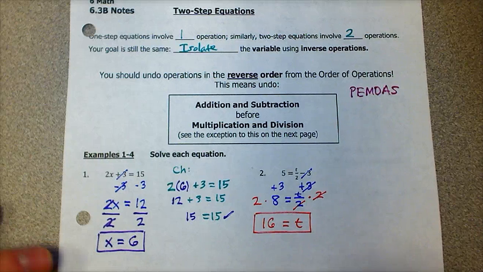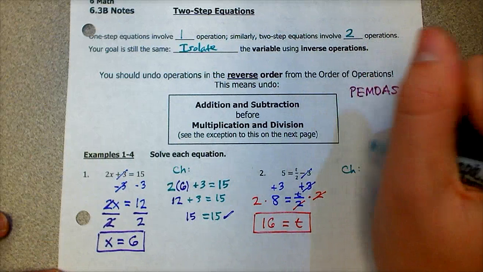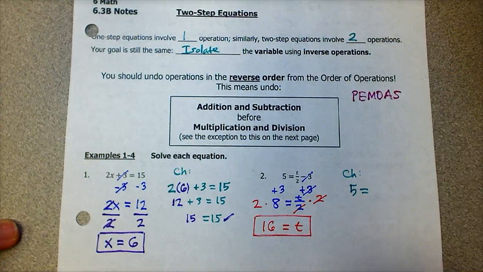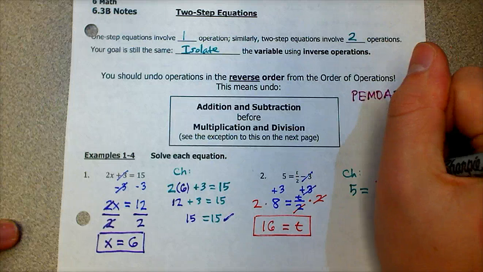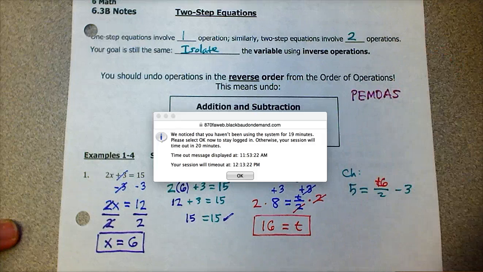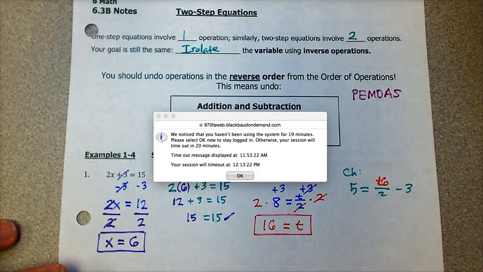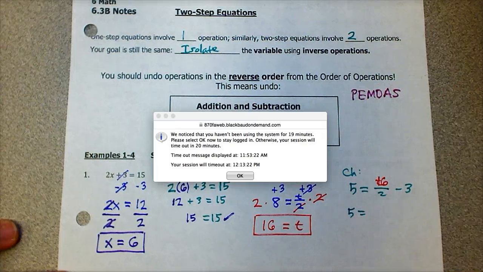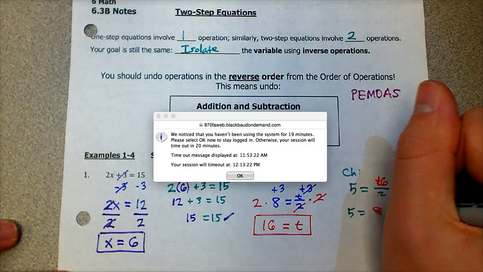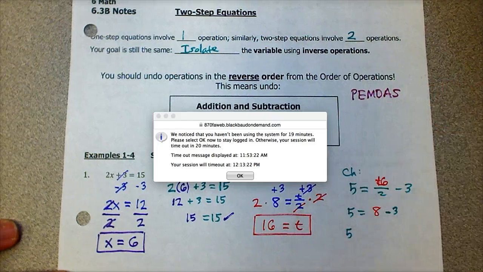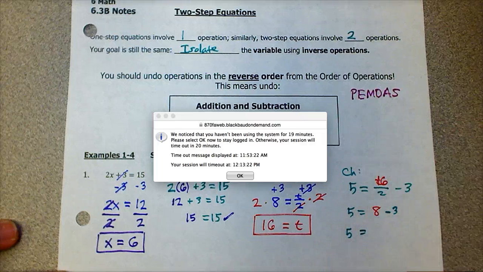Again, to check this, I have 5 equals t, which is 16 now. So 5 equals 16 divided by 2 minus 3. If I do order of operations on the right side, I do the division first. So 16 divided by 2 is 8. So I get 5 equals 8 minus 3. And 8 minus 3 is indeed 5. So that checks out.